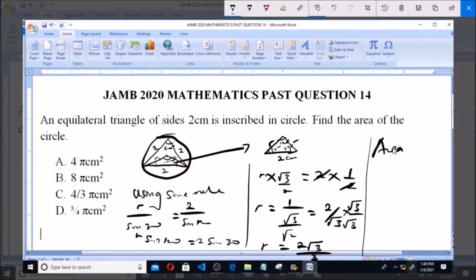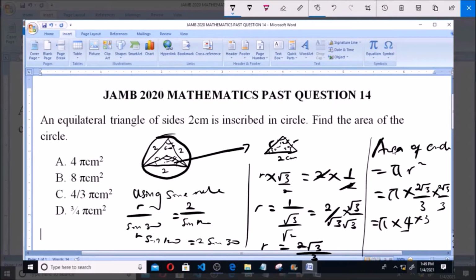Now, area of the circle, like we know, is equal to πR². So this is equal to π multiplied by 2 root 3 over 3 multiplied by 2 root 3 over 3, which is the radius of the circle. So this is equal to π multiplied by 2 times 2, which gives us 4, and 3 root 3 multiplied by root 3 gives us 3, so 3 times 3 in the denominator. Now 3 will cancel 3, so therefore this is equal to 4/3 π cm². So the area of this circle is 4/3 π cm², and that is option C.